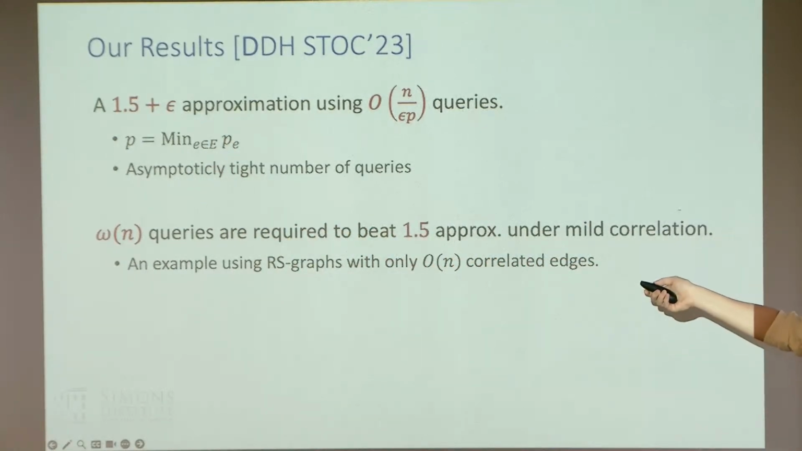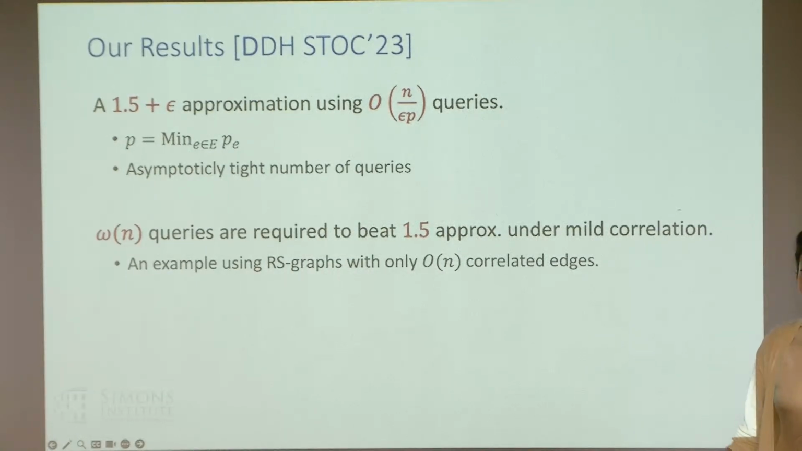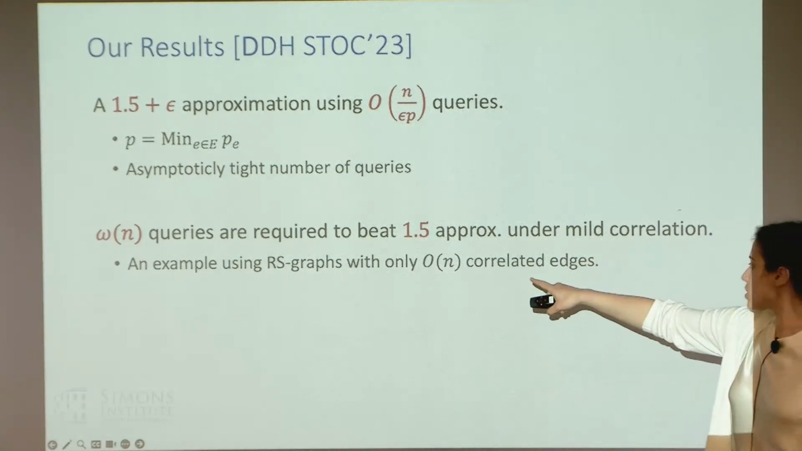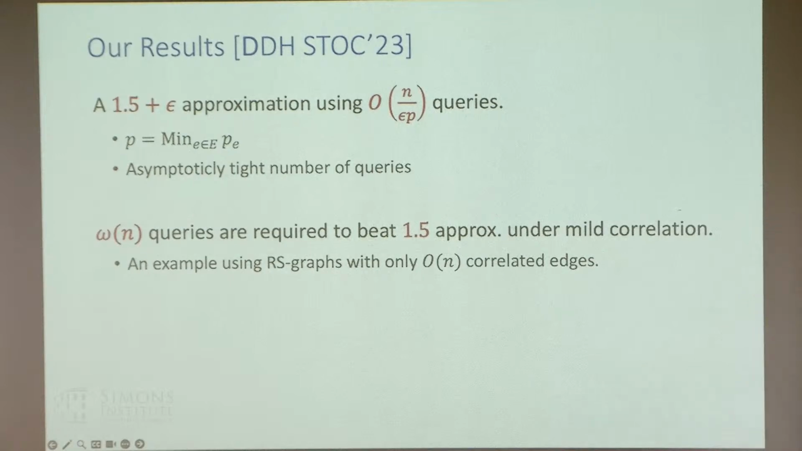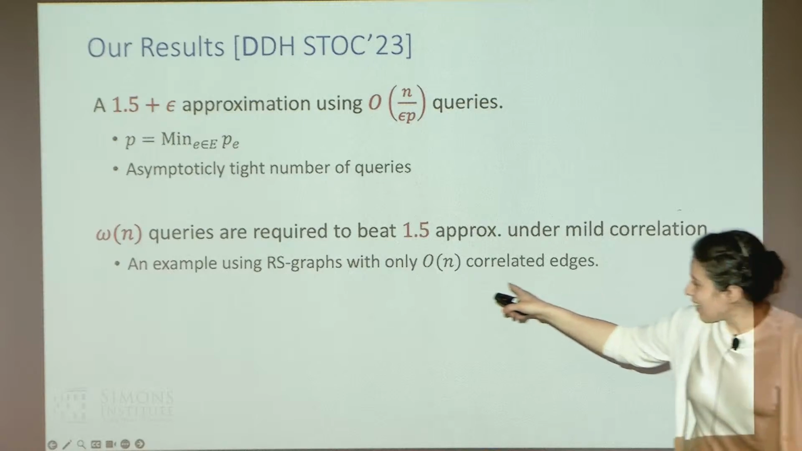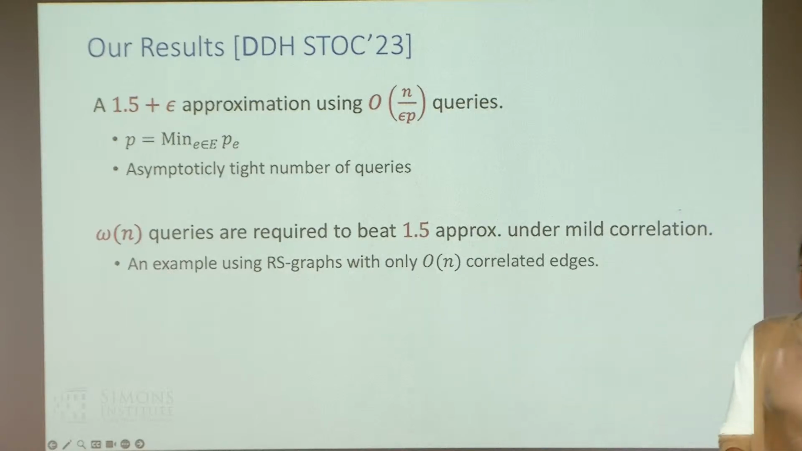We also show that to beat this 1.5 approximation, you have to rely on the fact that edges exist independently, because if O(n) edges are allowed to be realized in a correlated way, this 1.5 cannot be broken. Interestingly, the argument is based on RS graphs, and it's very similar to what Sanjeev, Seffi, and Lee had for the stochastic matching problem.